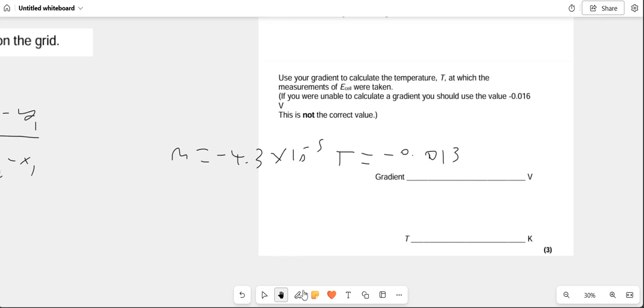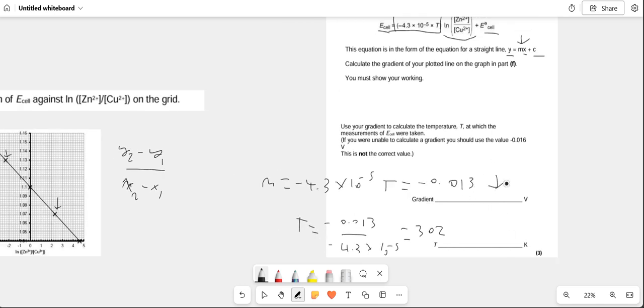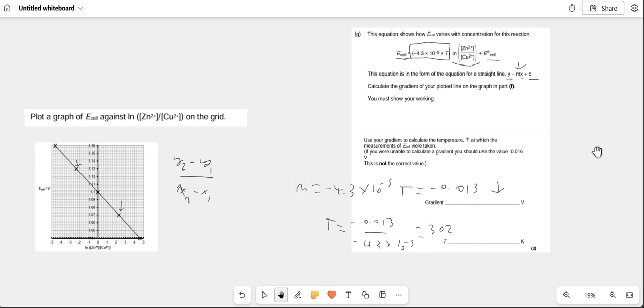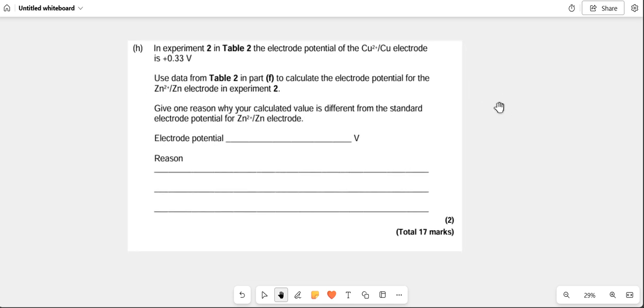And so hence what I can say is because 4.3 times 10 to the minus 5 times T is equal to the gradient, just divide by that. So T is equal to minus 0.013 over minus 4.3 times 10 to the power minus 5. And obviously that's going to be 302 apparently. So 302 Kelvin. And the voltage goes here as well. That is minus 0.013, that's the gradient.